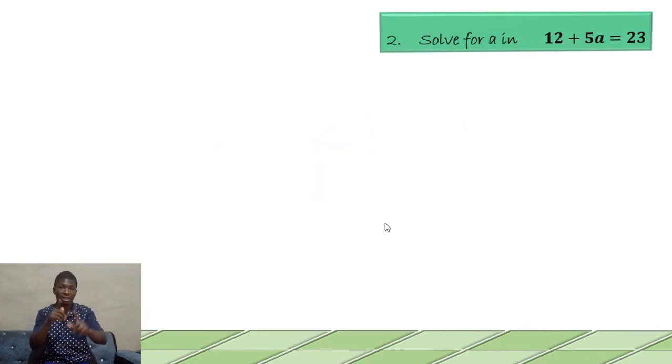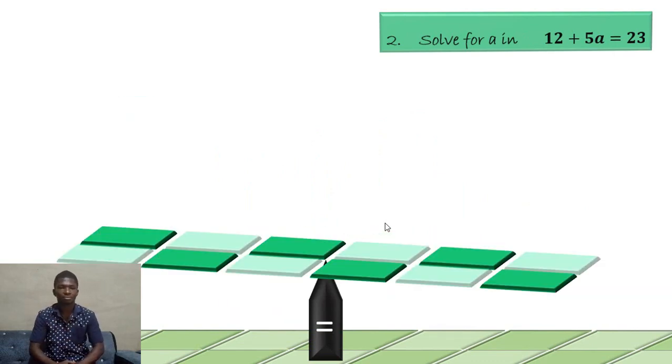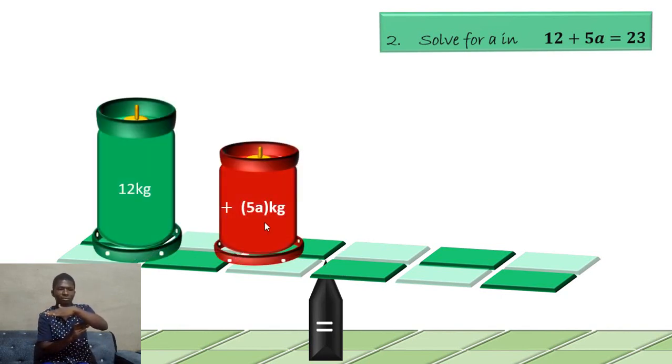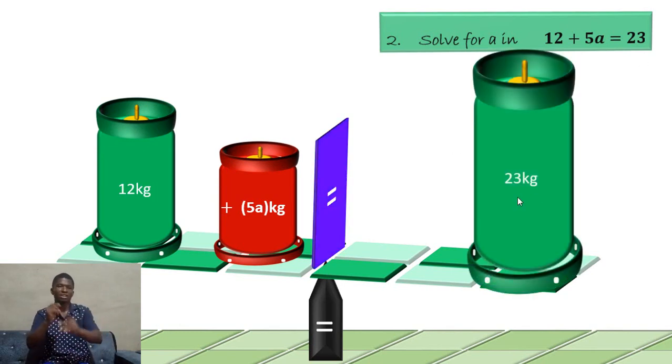Now question 2. Question 2 says 12 plus 5a equals 23. So the 12 and 5a are on this side of the equation. This is the bridge, and 23 is separate on this side. So it looks like when these are added together, they make a balance with this. But right now, there is a variable here.